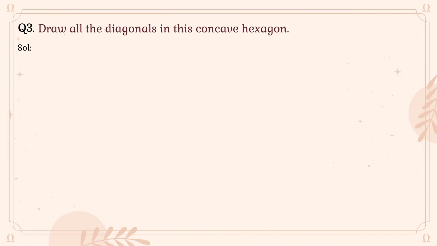Last question. Draw all the diagonals in this concave hexagon. Now, the last question dealt with the convex octagon. This question we are going to deal with a concave hexagon. We learned about concave polygons, right? Where one interior angle is greater than 180 degrees. Whether it's a concave or a convex polygon, drawing diagonals and applying the formula is the same for all polygons, irrespective of the type.